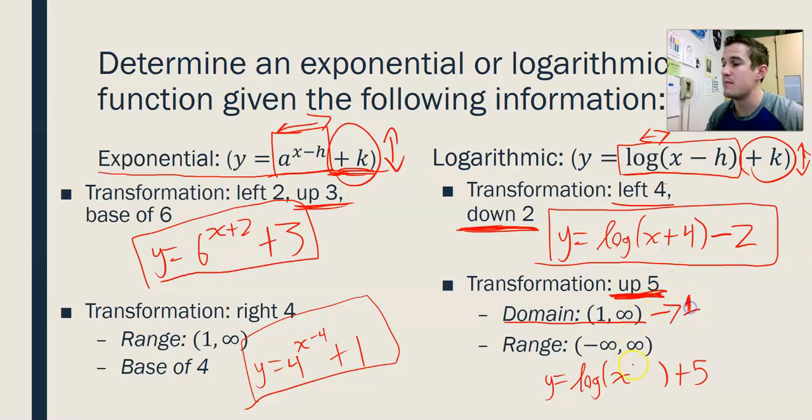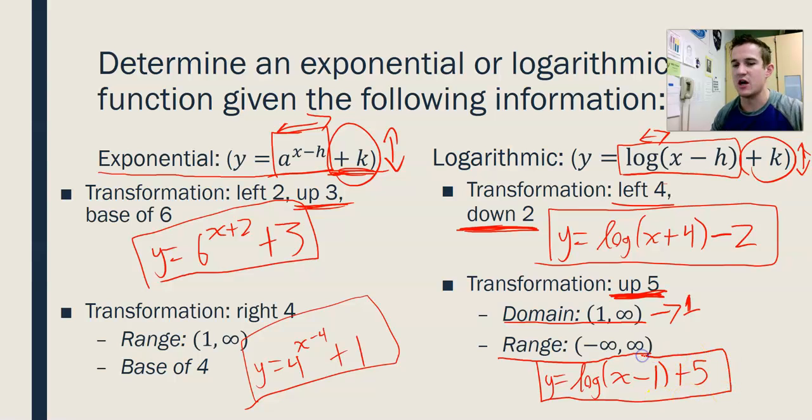So remember, inside the parentheses affects my left to right movement, and it's opposite of what is given. So if I'm moving to the right 1, I'm going to have an x minus 1 in here. Notice here it gives me the range of this function. I don't even have to use that to write my function because the range of a logarithmic function is always negative infinity to positive infinity. So my function is y equals the log of x minus 1, plus 5.